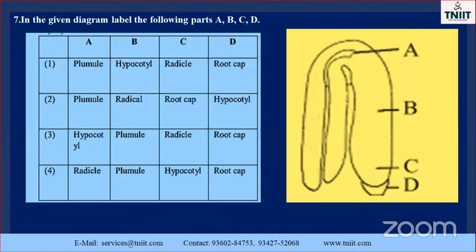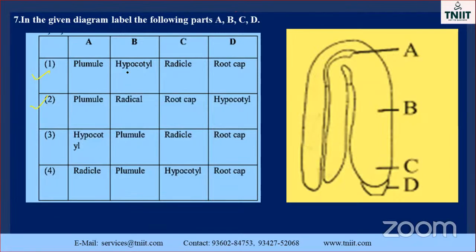So next one, the same process with the same diagram. Which one is A? A is the plumule. Where is that? The answer is in these two only. Just imagine, the option is these two only.